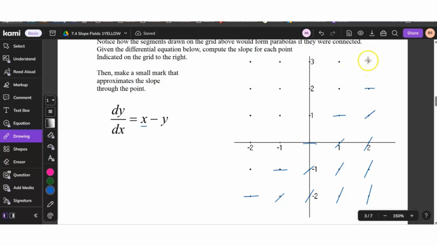So let's do this one. I have 2 minus 3. What's that going to be? 2 minus 3, negative 1. This is probably going to be negative 1 as well, but let's make sure. So 1 minus 2, negative 1. So all of these ones now we can say, okay, these are all just going to be a slope of negative 1.